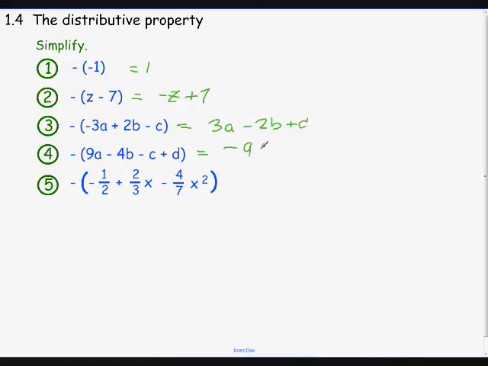Negative 9a, positive 4b, whoops, what happened to that? A positive c, and a negative d. We are simplifying these expressions by distributing the negative. This one looks a little complicated, but it really isn't.